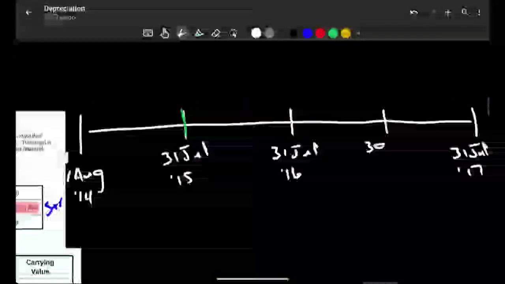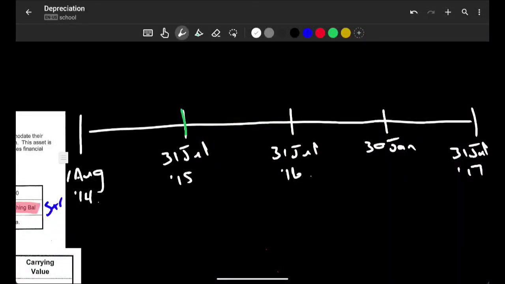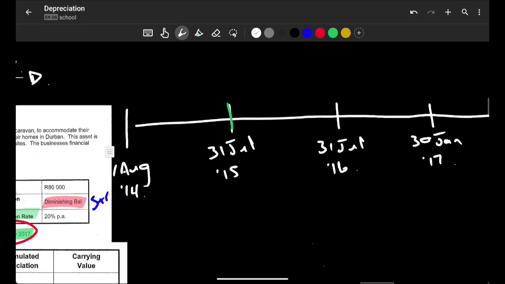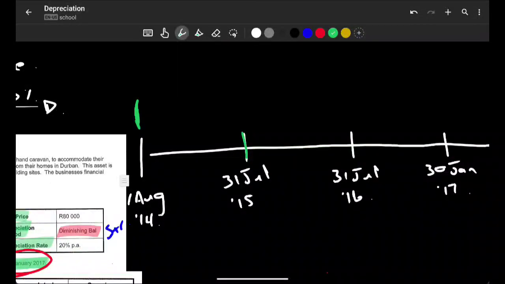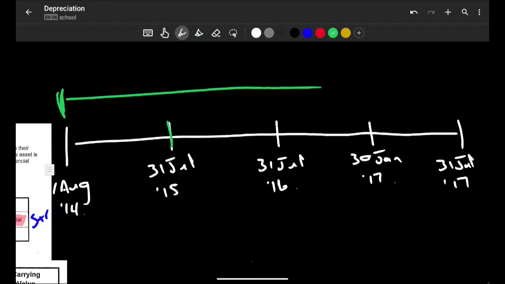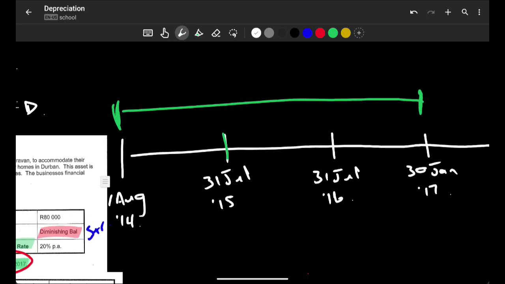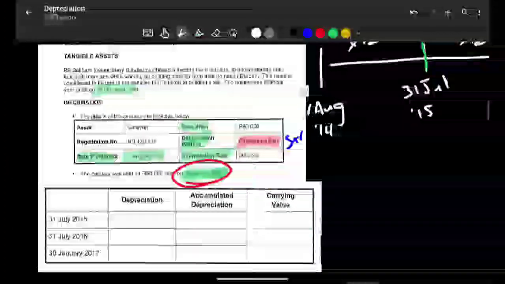31st, no, 30 Jan 2017, right? So this asset existed in our business from the 1st of August up until the 30th of Jan, right? Now, another thing that you must understand is how long was this in our business. So for the first year, a full 12 months. For the second year, a full 12 months. And then for here, it was 6 months. So now you know what the time period is that we're working on to calculate depreciation, right?